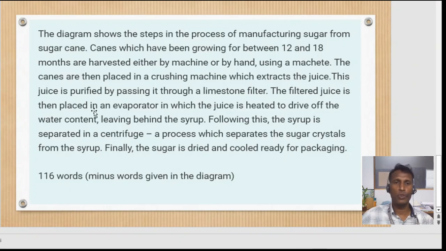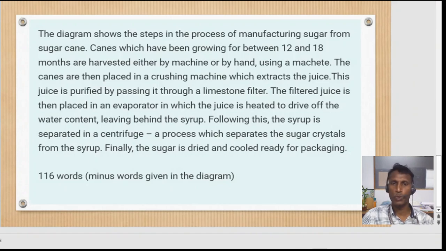The diagram shows the steps in the process of manufacturing sugar from sugarcane. Canes which have been growing for between 12 to 18 months are harvested either by machine or by hand using a machete. The canes are then placed in the crushing machine which extracts the juice. This juice is purified by passing it through a limestone filter.